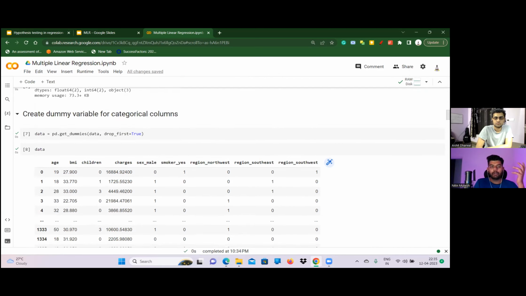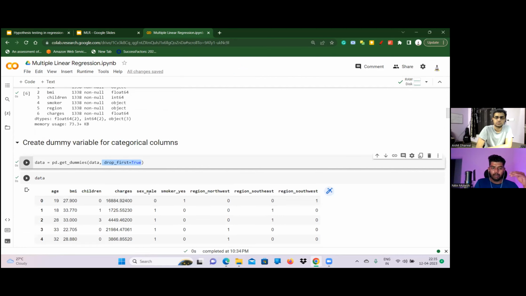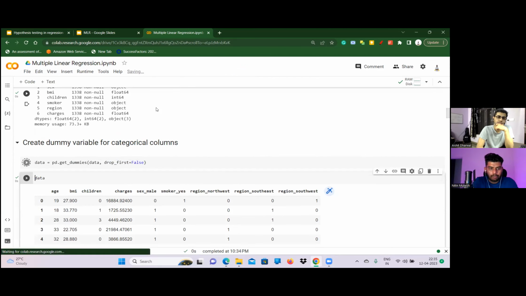But let's say if you want to specify it, in get dummies where drop_first is set to True, if you make it False, you will get two columns for all of these. So like sex male, sex female, smoker yes, smoker no, and all of this. You can just try it on your own, but we will not consider that for our current work.